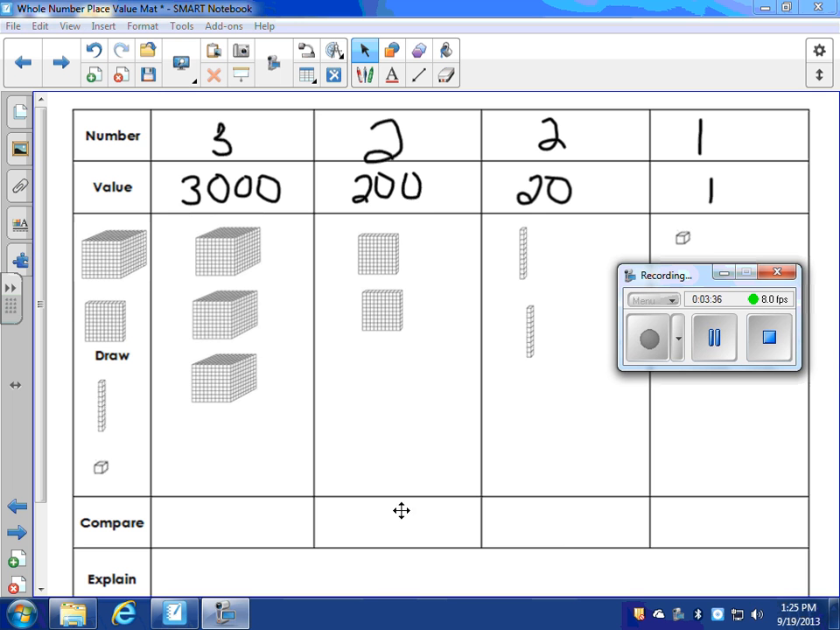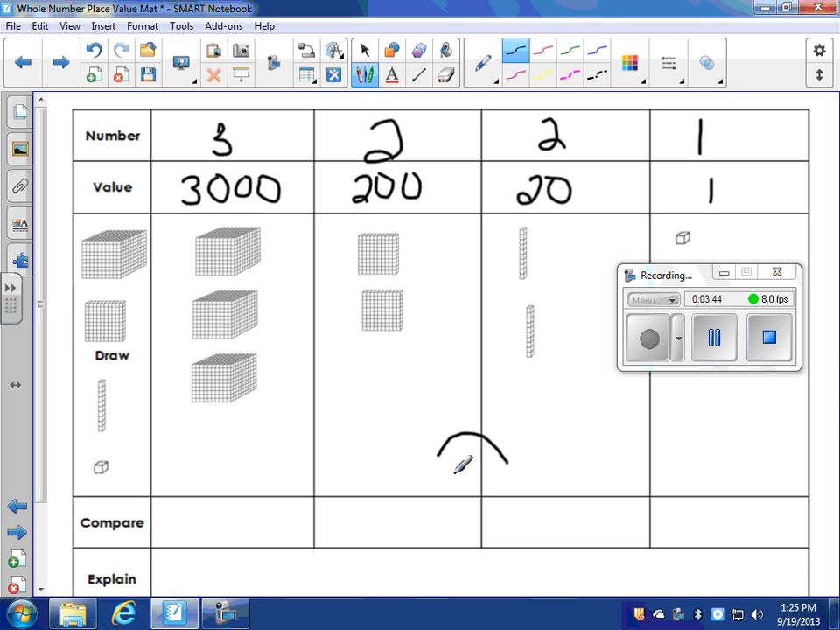So if I wanted to compare my two 2's, the 2 in the hundreds place is 10 times greater than the 2 in the tens place. If I'm looking at it from the opposite direction, the 2 in the tens place is 1/10 the size of the 2 in the hundreds place.